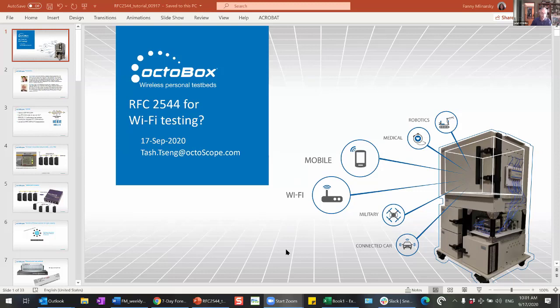So, as those of you who have... well, actually, let me introduce myself. Sorry, I'm Lee Chinitz. I am the CTO at octoScope. And as those of you who have joined today most likely know, octoScope manufactures personal test beds for wireless testing. And many of these test beds, the users of these test beds create their own tests.